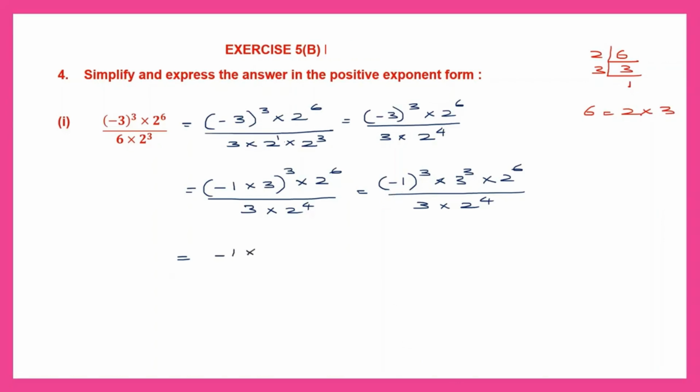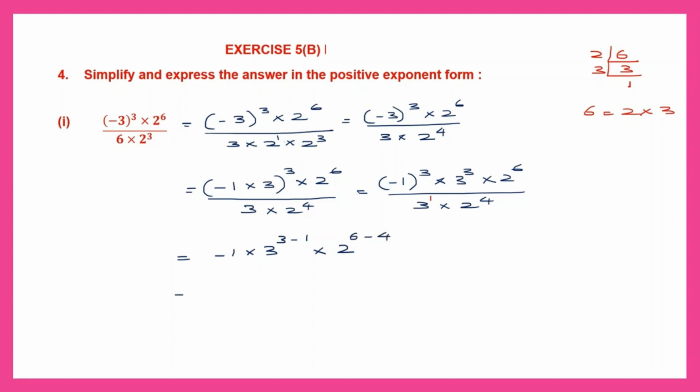Then into 3 to the power of, now here we have 3 to the power of 3 divided by 3 to the power of 1. So in division, we subtract the powers. So this will be 3 to the power of 3 minus 1. And then let's take 2. We have 2 to the power of 6 divided by 2 to the power of 4. So we subtract the powers, 6 minus 4. So we don't have anything in the denominator. We have taken it all up.